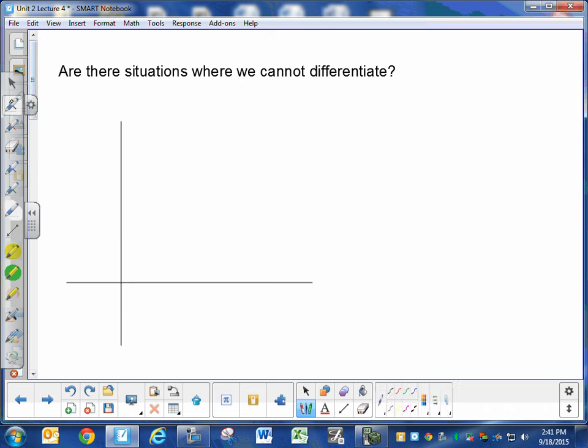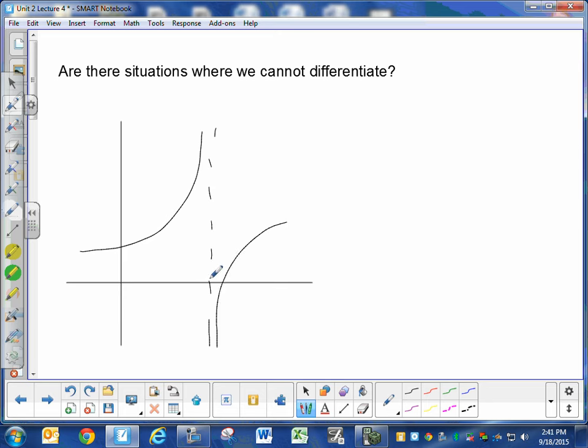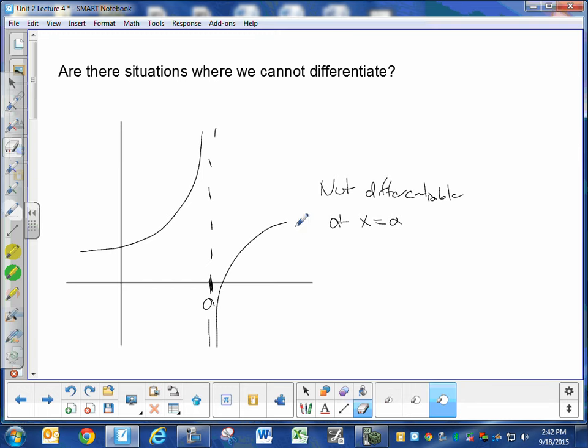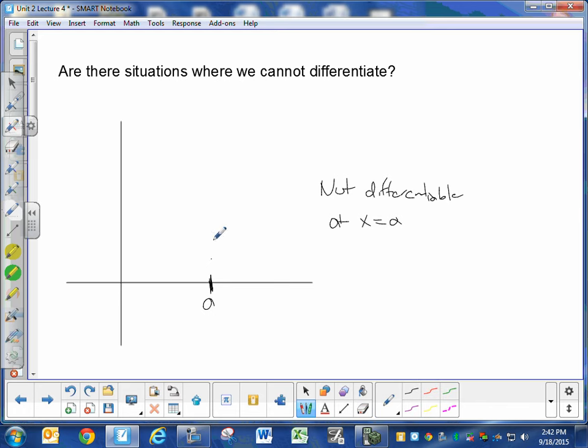Well, the first thing you should be thinking and considering is if we have a discontinuity. If I have a situation where I have an asymptote, well, I'm not going to be able to put a tangent slope at this location A. So immediately I'm just saying, well, I'm not differentiable at A. And what does not differentiable mean? I can't place a tangent slope. Okay, what else? Well, if I have a hole, I'm not continuous, I would not have a tangent slope there. So whenever we have a discontinuity at A, we're not going to be continuous.